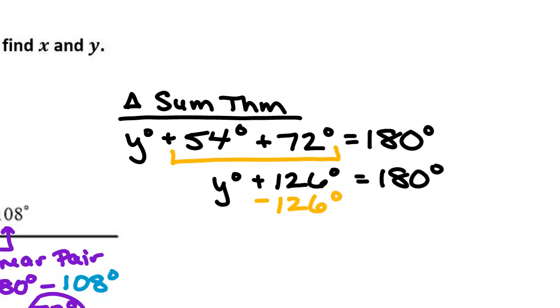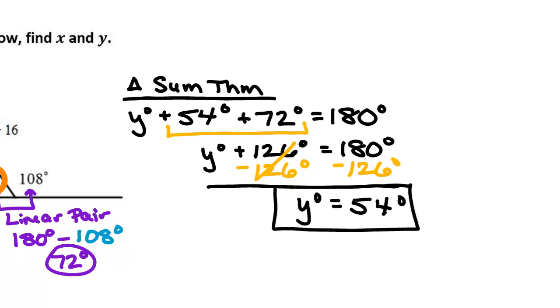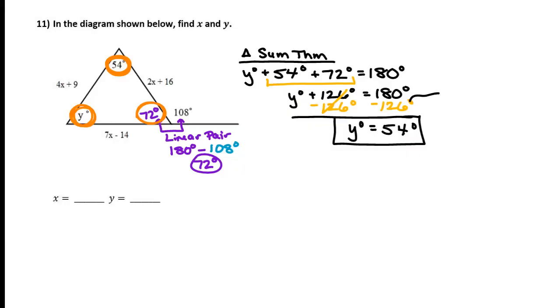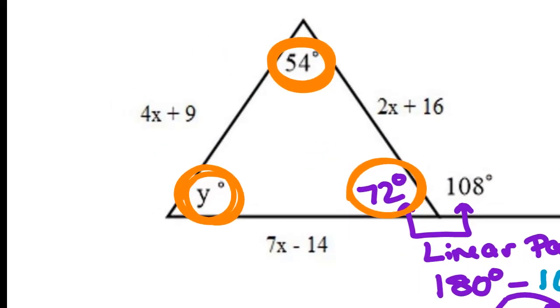And then I subtract 126 from both sides. We get what? 54. So y degrees equals 54 degrees. So I'm going to circle that. I'm going to write it on the line. Y is 54. And I'm even going to come over here and add it to my picture.